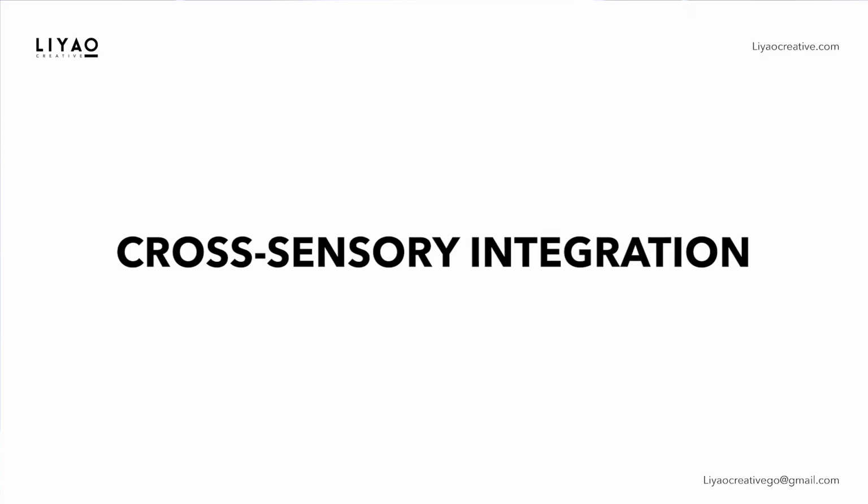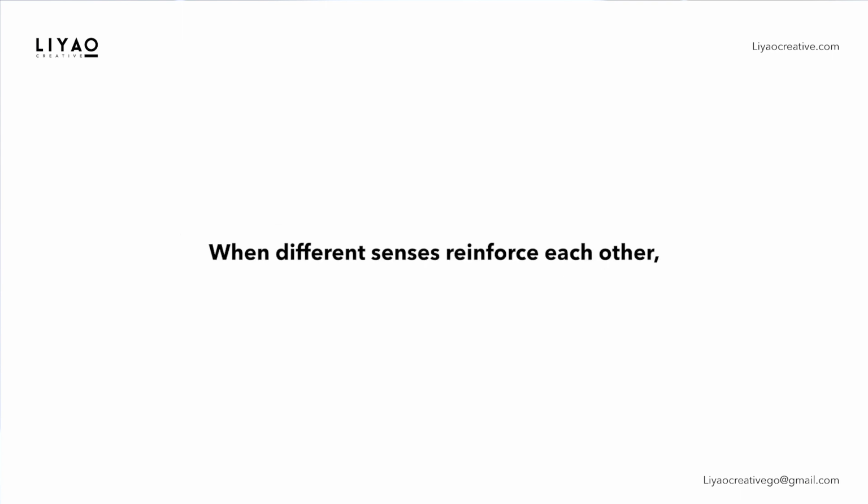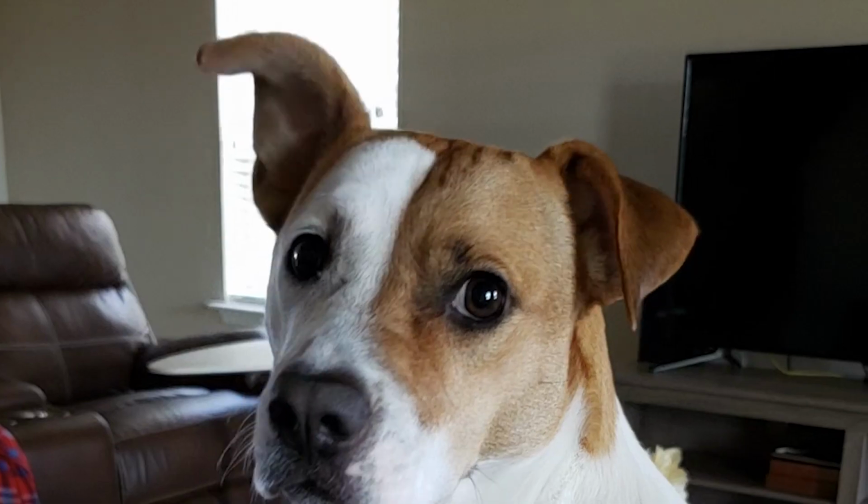You know what makes a branding really great? Cross-sensory integration. Sensory branding aims to create a consistent and harmonious experience across multiple senses. When different senses reinforce each other, it strengthens the overall brand perception and emotional impact. So essentially, creating a brand experience that involves as many of our senses as possible and making them as unique as possible. So then the customers will not be able to forget about you, just like how we can't forget about this.